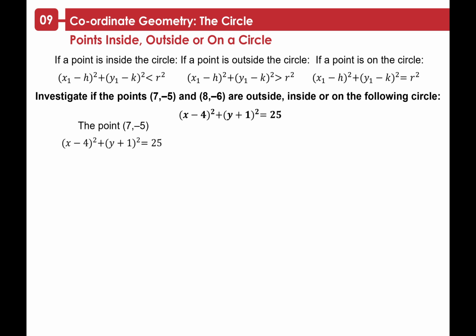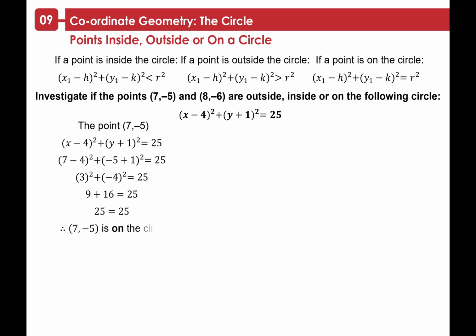Taking the point (7, -5) and substituting it into our equation of the circle gives us (7 minus 4) squared plus (-5 plus 1) squared equals 25. This simplifies to 3 squared plus (-4) squared equals 25. 9 plus 16 equals 25, and 25 equals 25. The left-hand side is equal to the radius squared. The point (7, -5) is on the circle.